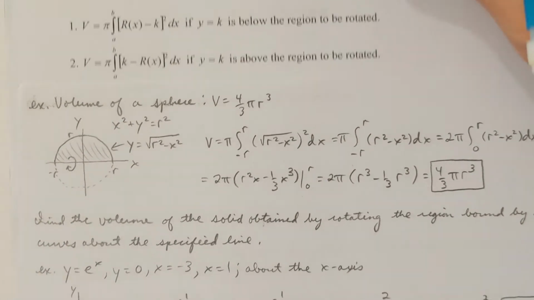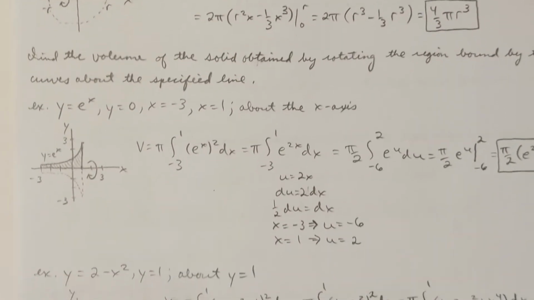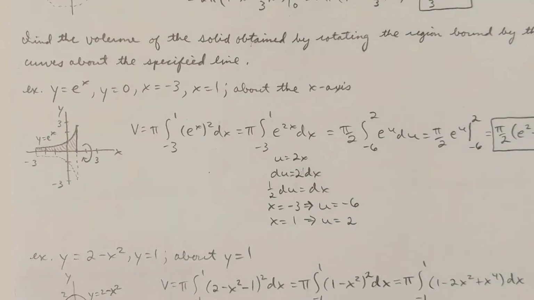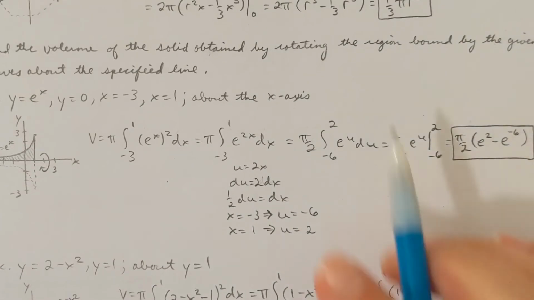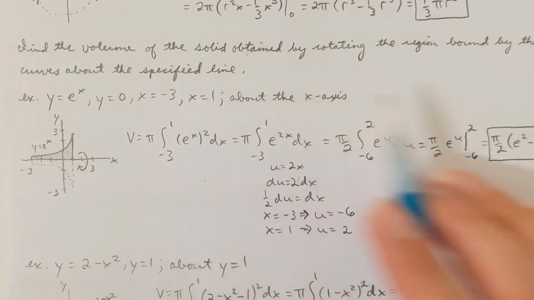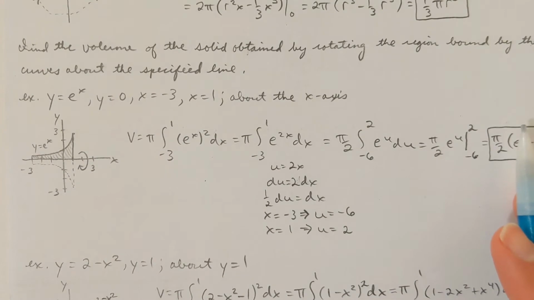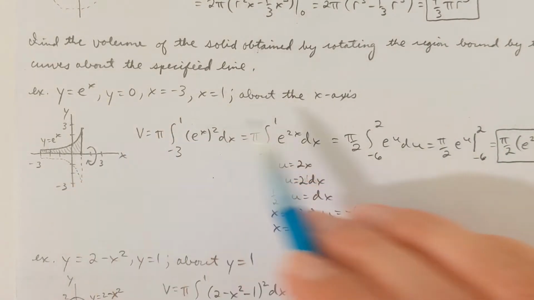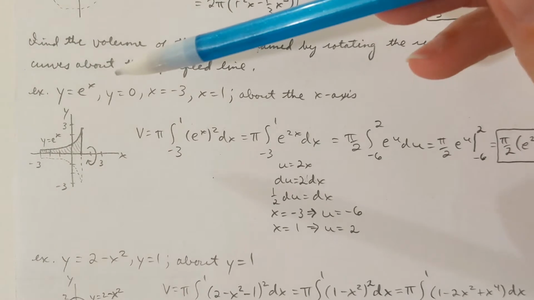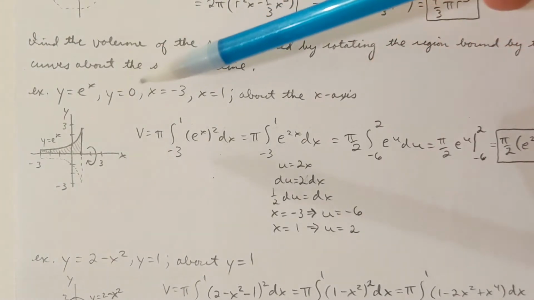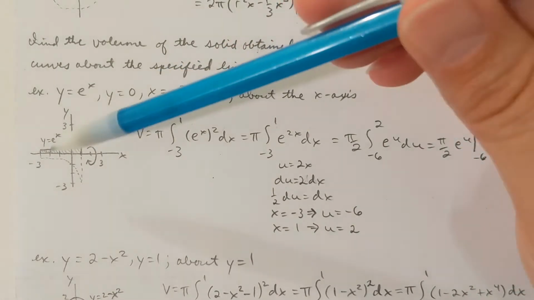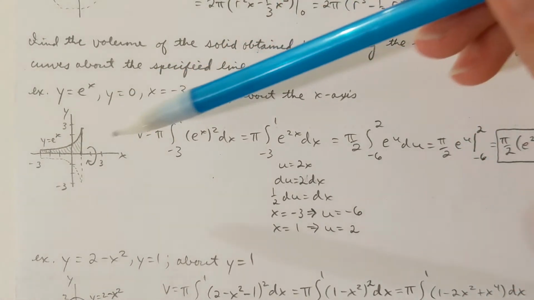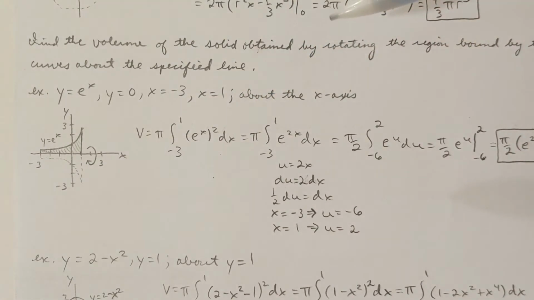Let's look at some more problems where we are going to find the volume of the solid obtained by rotating the region bounded by the given curves about the specified line. Suppose in this first example we have the curves given by y equals e to the x, y equals 0, x equals negative 3, and x equals 1. I've drawn that bounded region here, and I want to rotate that region about the x-axis.